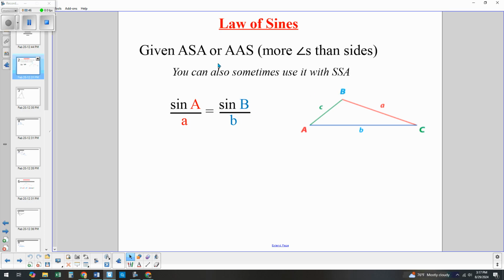For the law of sines, we have the sine of angle A over the side A across from it equals the sine of angle B over the side B across from it. If I was using C, it would just be C and C here. But it's going to be the sine of an angle over the side across from it equals the sine of an angle over the side across from it. It's a proportion, so we can cross multiply and solve.